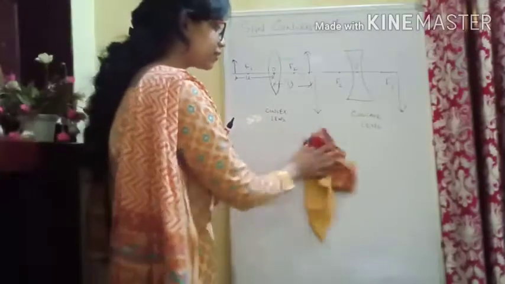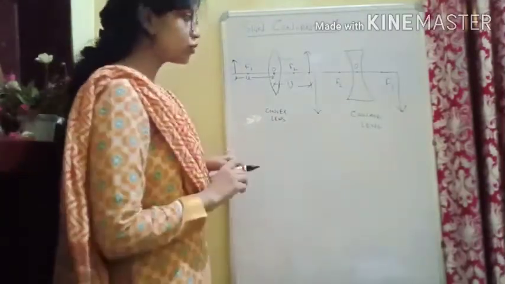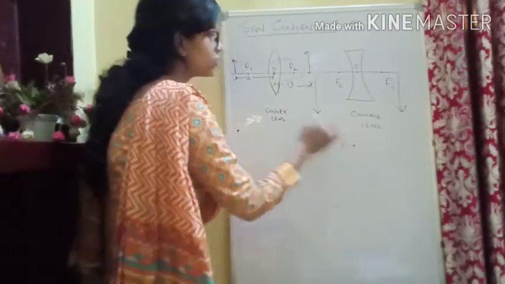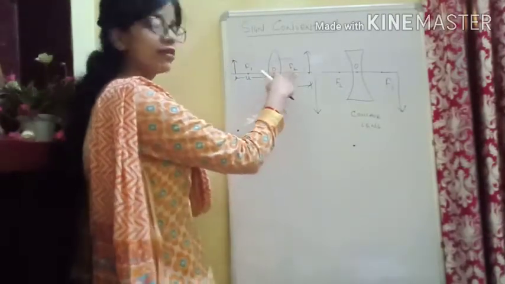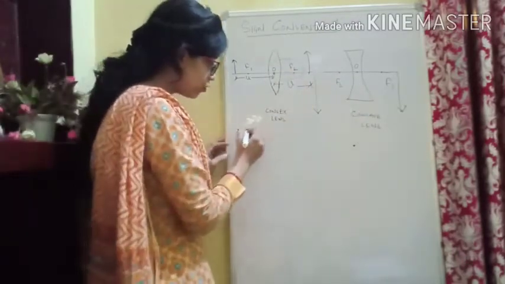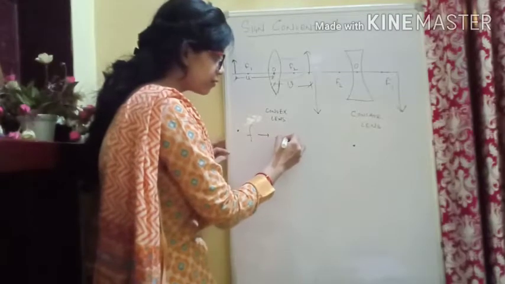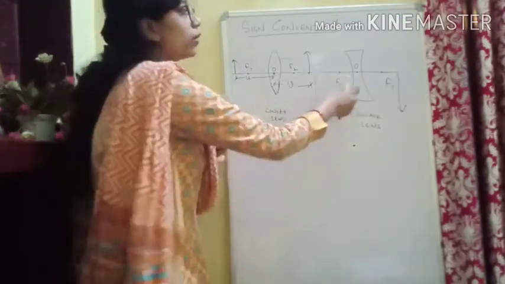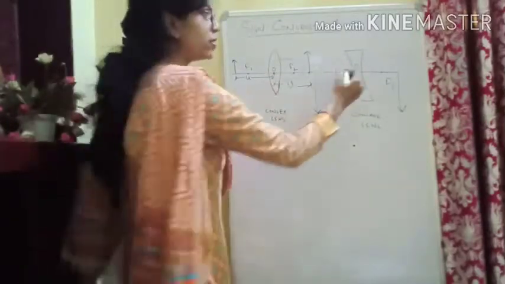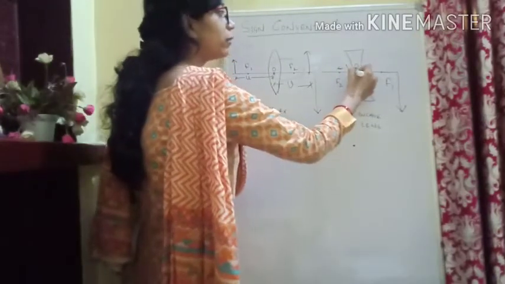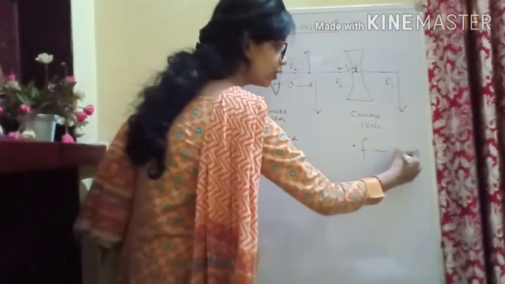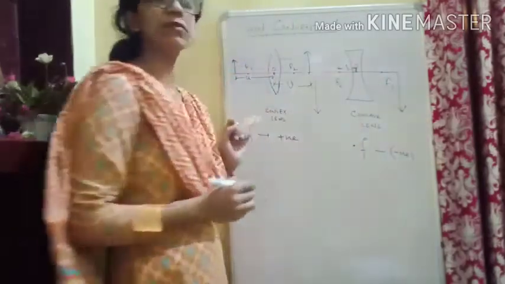So in this case, if we talk about convex lens and concave lens, in a convex lens the focal length will always be positive, as the second focus is on the right hand side. So f will always be positive. Okay, now come to the concave lens. In a concave lens, the second focus is on the left hand side. That means this focal length will always be negative. So in case of concave lens, focal length will always be negative.